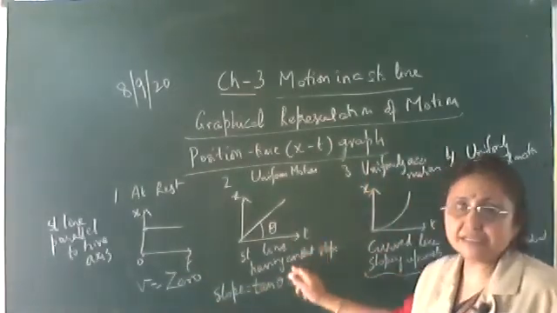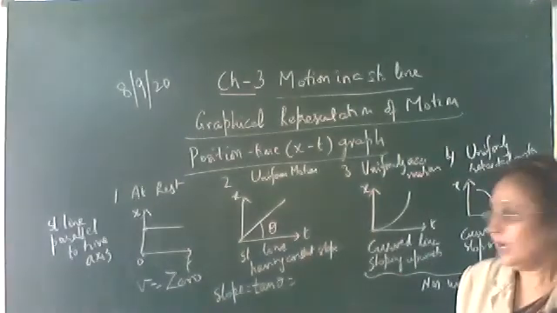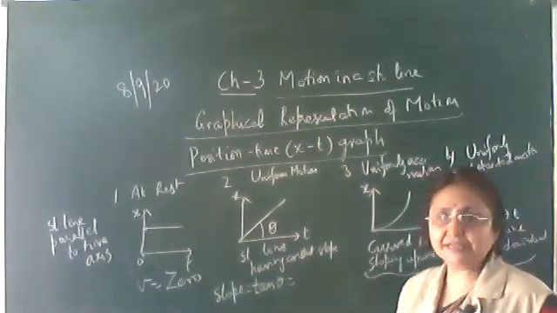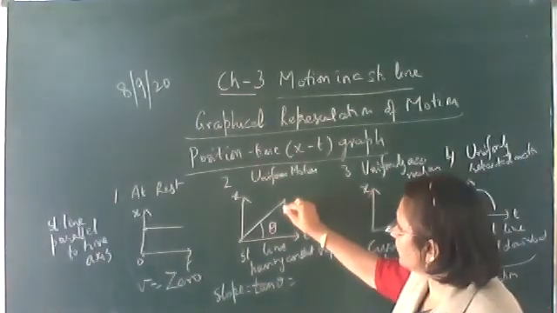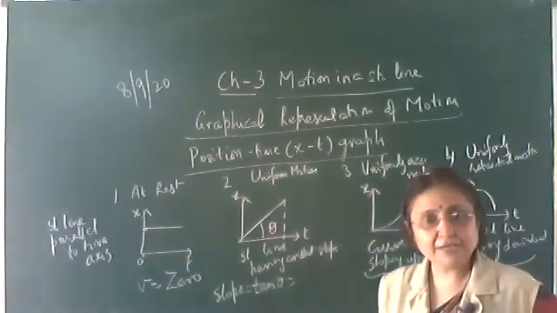But this line is having some slope, and the slope of any line is always found out by tan theta. And we know that tan theta is equal to perpendicular upon base.